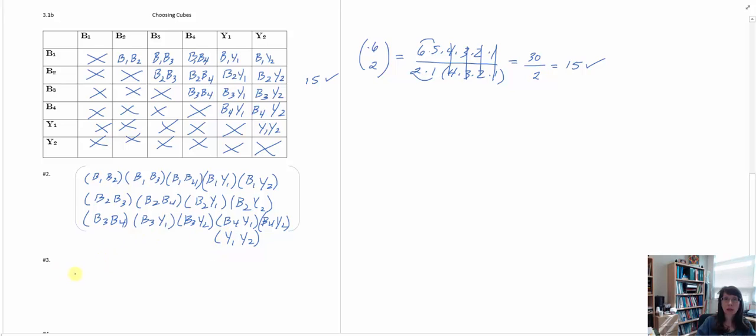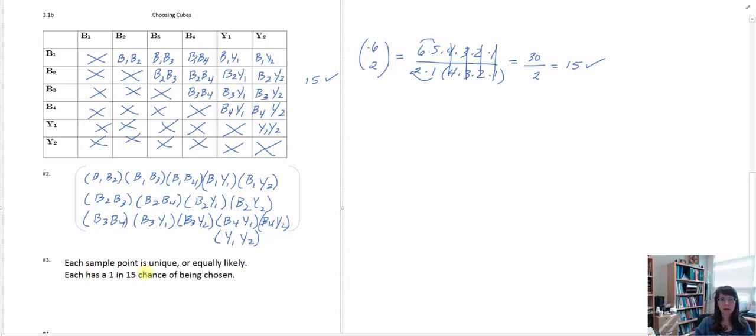For number 3, we're going to assign probabilities to each sample point. Looking at the sample points we just wrote, none of them are duplicating. They're all unique. So they will be assigned exactly the same probability. Since each sample point is unique and equally likely, there's a 1 in 15 chance of being chosen. So a 1 in 15 chance means 1 divided by 15, which is 0.06 repeating, which is about 0.06.